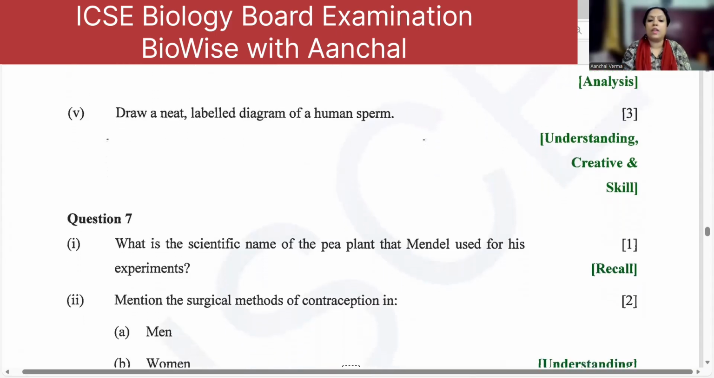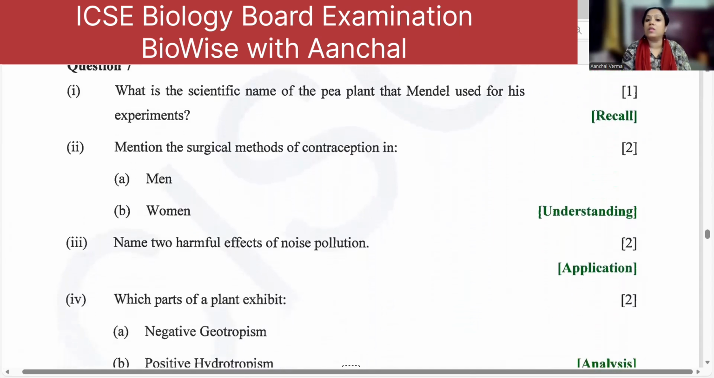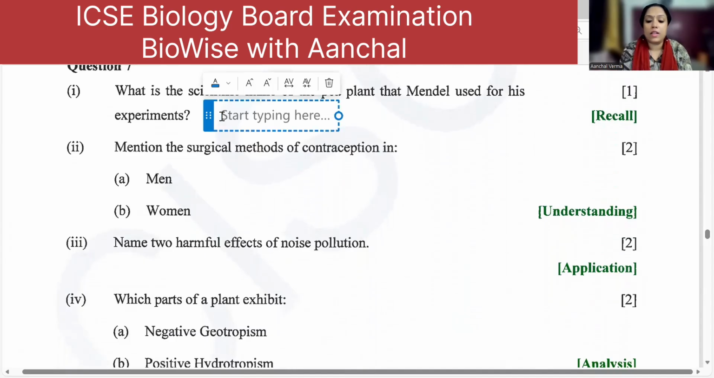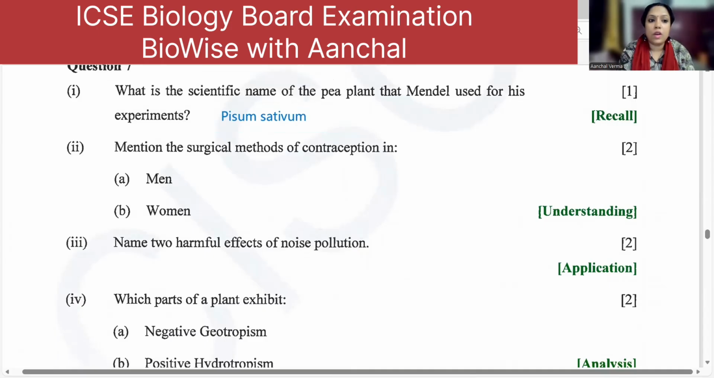Write the scientific name of the pea plant. Now here, children, Pisum sativum, it has to be written and it has to be underlined. So if you are writing it, the spelling should be correct. Pisum sativum, right? This is the spelling. If it is handwritten, you have to underline both the terms. Otherwise, no marks for the scientific names.